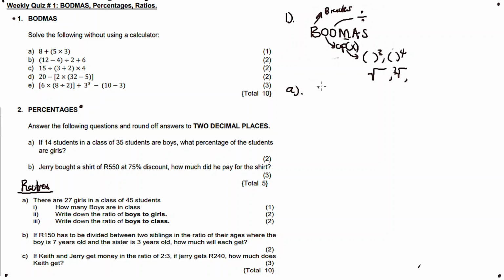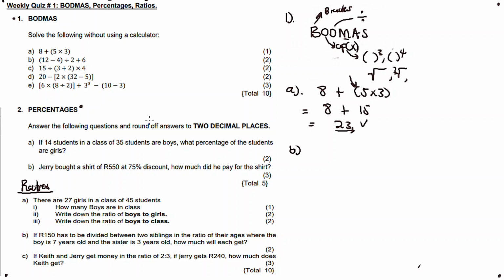So for A, we have 8 plus the bracket 5 times 3. This is equal to 8 plus, we're going to remove the bracket first. So 5 times 3, that's 15. 8 plus 15 is going to be 23. I started off by solving the bracket, removing it by solving what's inside. 5 times 3 is 15. Now I'm only left with one operation, the addition, so I add afterwards. I'm getting 23. That's your 1 mark right there.